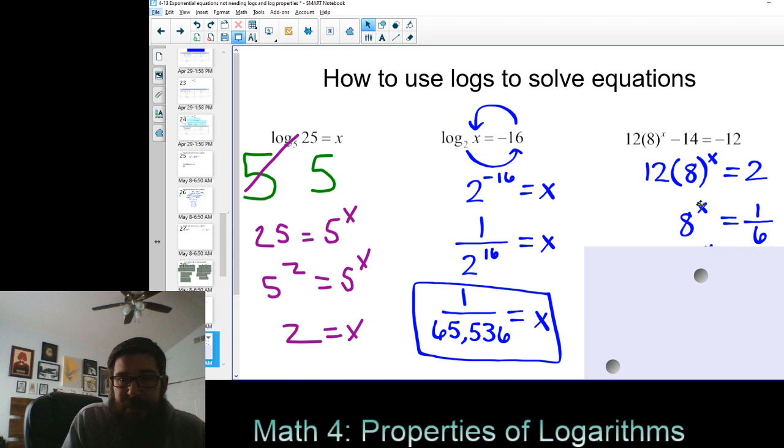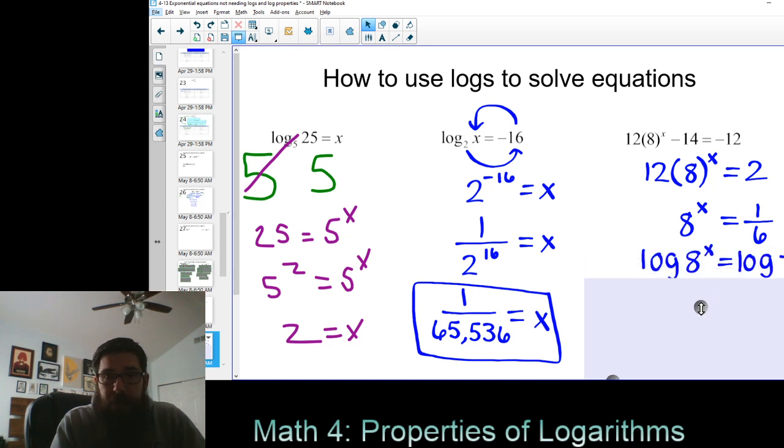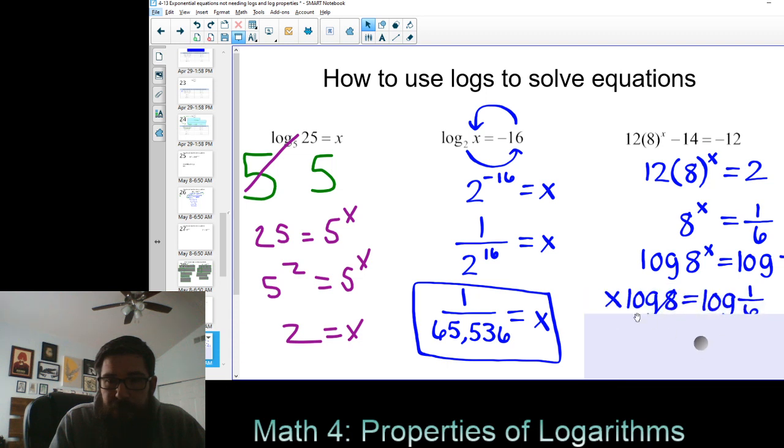I now have 8 to the x, and anytime I have a variable in an exponent, take the log of both sides to get that out. If I take the log of both sides, I'm at this stage right here. Again, log of 8 to the x, log of 1/6. I'm going to bring the x down in front because it goes to the whole 8. So I have x log 8 equals log of 1/6. Divide both sides by log 8.